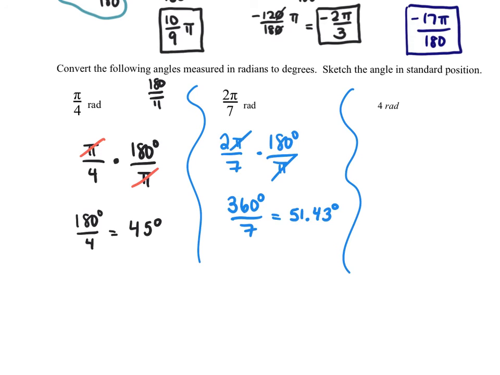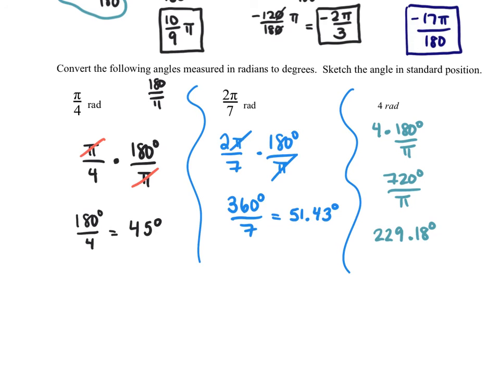Finally, we have 4 radians. Now in this case, there's no pi, so it's just 4 times 180 over pi. There's no pi to cancel, which is okay. You don't have to have a pi in radian. We typically will, but you don't have to. So in this case, that's going to be 720 divided by pi. So if I do 720 divided by pi, I'm going to get 229.18. So kind of amazing, a small radian measure just like 4 is actually over 200 degrees, 229.18 degrees.